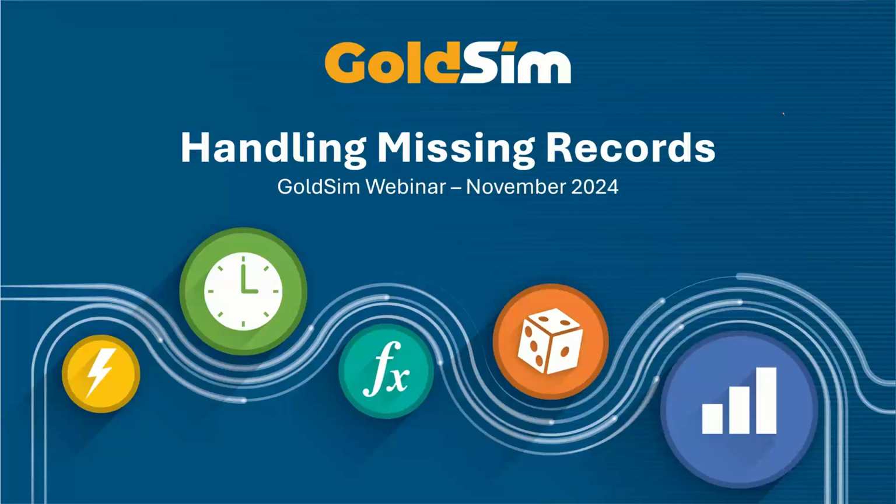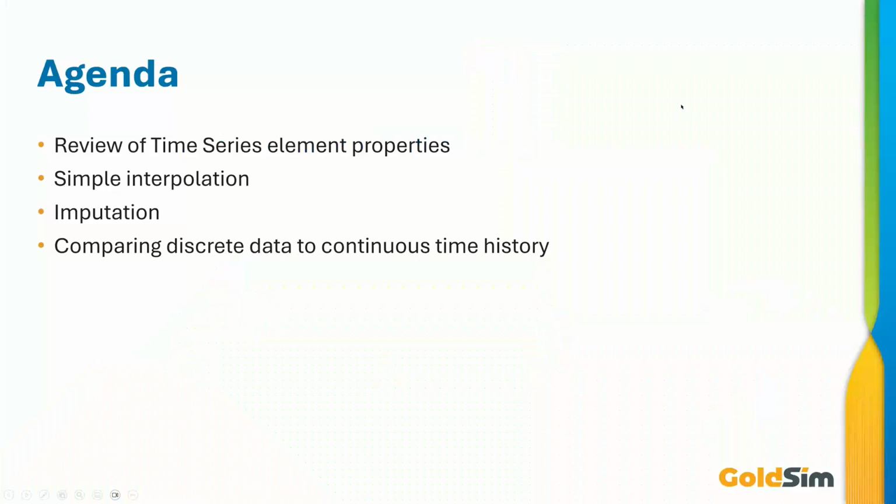And then there's also a couple of other things that I'll go into that were also asked of us by some users. So first of all, before I get into ways of dealing with missing values from your time series records that you're going to be using in GoldSim, we need to talk about just the time series element in general and how to work with it. It's important to understand the different properties.